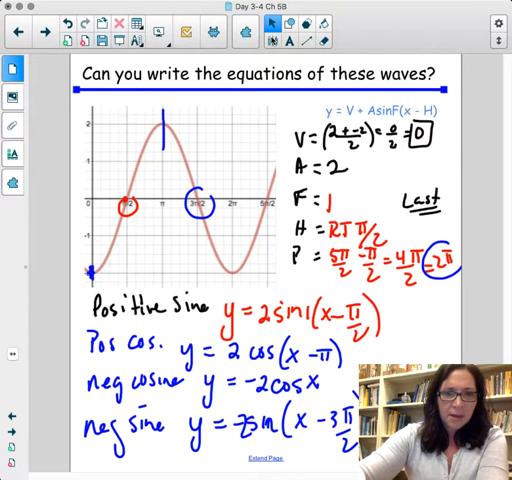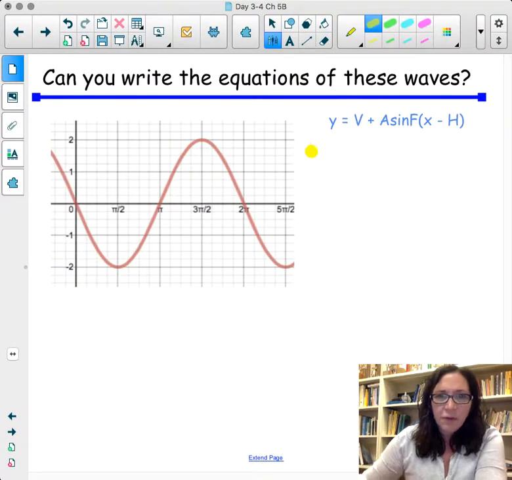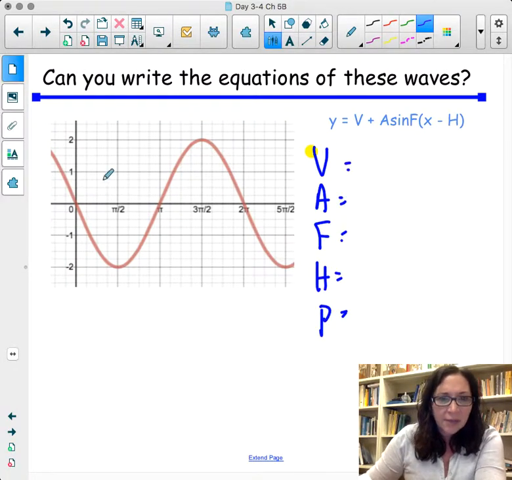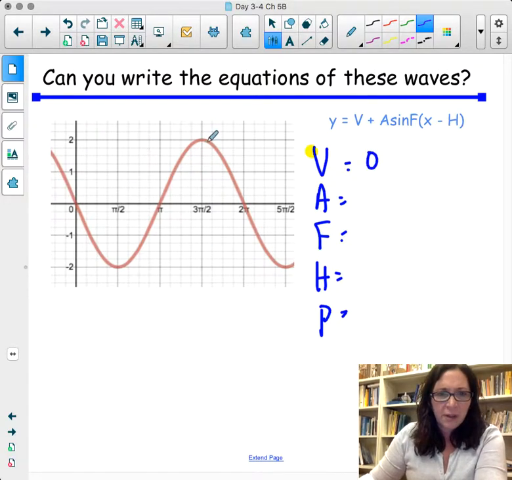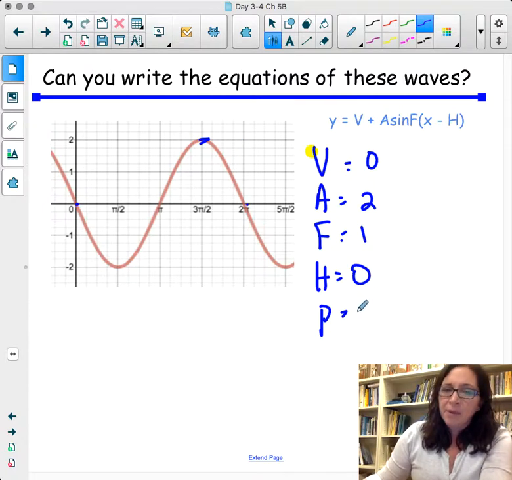I feel like, no. Okay, so it's a little bit different. Put your VAF, so get off highlighting. Okay, so we have V, A, F, H, P. My vertical shift doesn't look like I have any. This is also very similar to the other one, 0 vertical shift, but my amplitude, again, is 2. My frequency, 0 to 2 pi, 1. Horizontal shift, none for a negative sine wave, and that means my period's 2 pi.